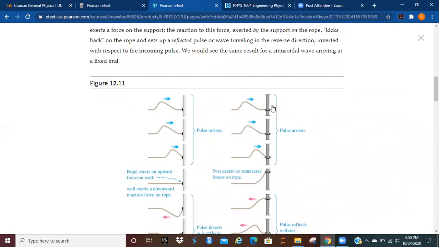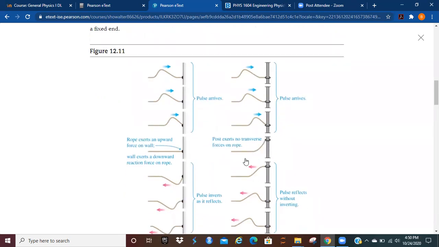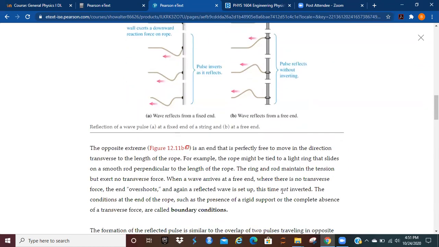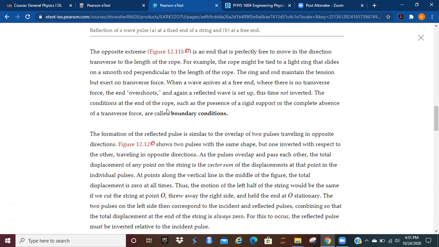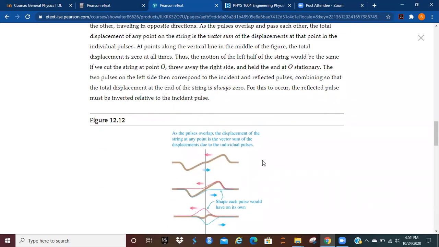If you are looking at, say, a rope that is tied to a loop that is able to move, you can see as the pulse arrives, the post exerts no transverse force on the rope, and then as it gets pushed back, there is no inversion, like what you see over here. So the conditions at the end of the rope, whether or not there's a rigid support or a complete absence of transverse force, are considered to be boundary conditions, and depending on what those are, could change the shape of this.